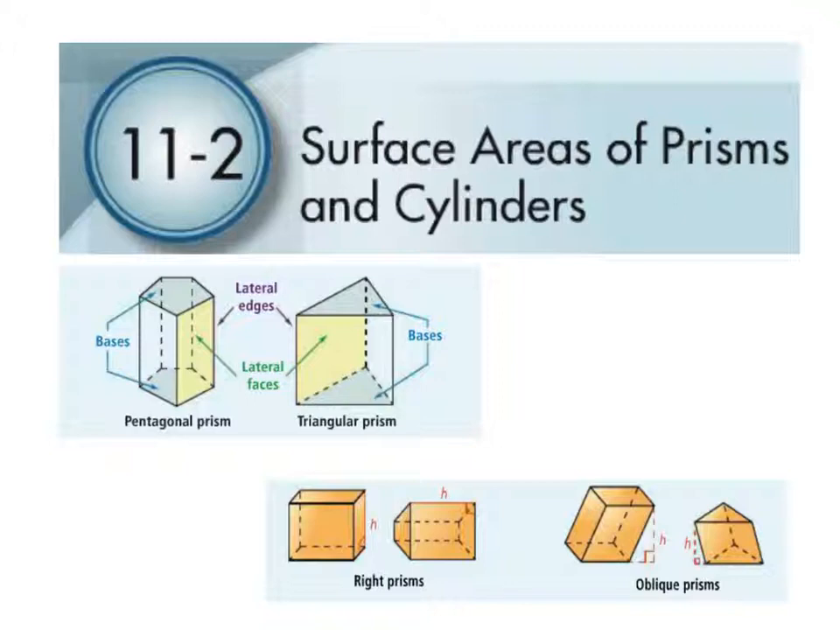Okay, this next one's a triangular prism because the bases are triangles. A right prism just stands straight up with a right angle perpendicular to the ground. It can lay on its side and still be considered a right prism. An oblique prism is something that tilts off to the side. And we'll deal with some oblique prisms, but mostly we'll be dealing with right prisms.